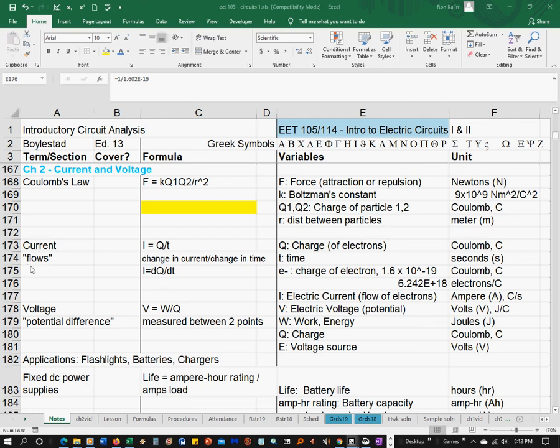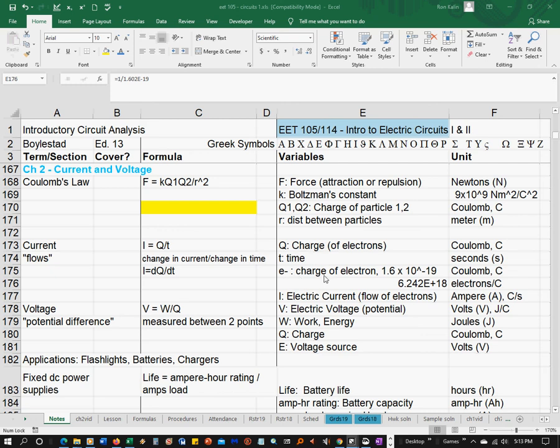Current, it flows. The variable for current is always going to be I, and the formula is I equals Q divided by T. It's the change in charge over the change in time. You might also see it written as I equals dq over dt, or delta q over delta t. Q is the charge of electrons in Coulomb C. T is time in seconds, always in seconds for this formula.